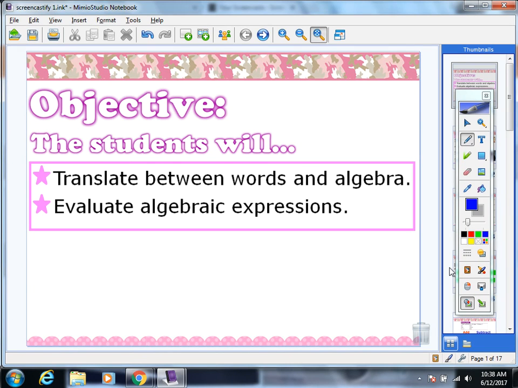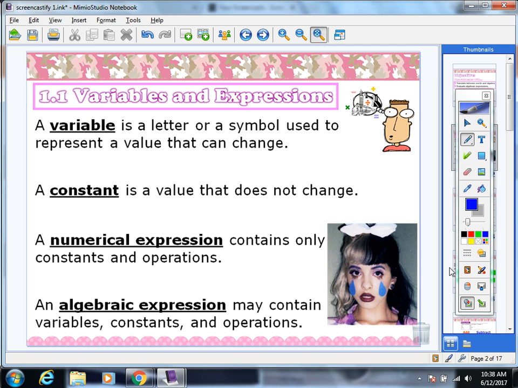Hello, welcome to Lecture 1.1. Today we will be translating between words in algebra and evaluating algebraic expressions.